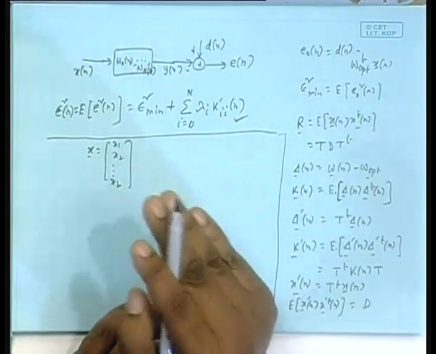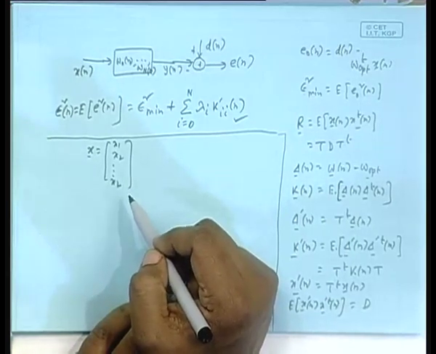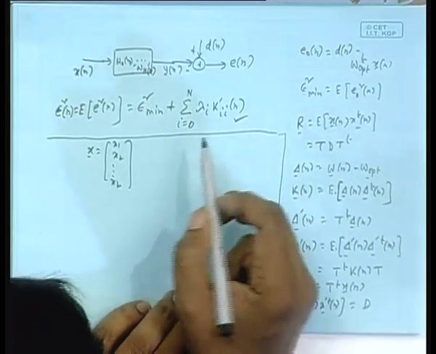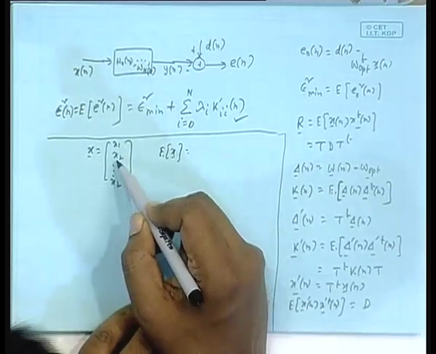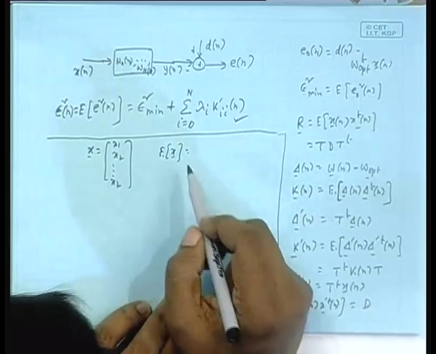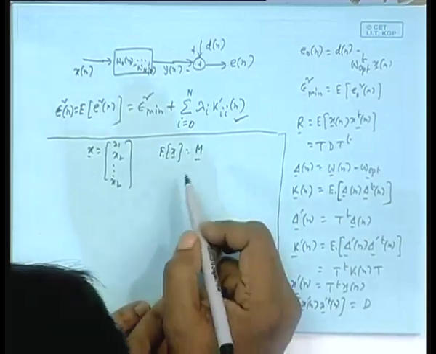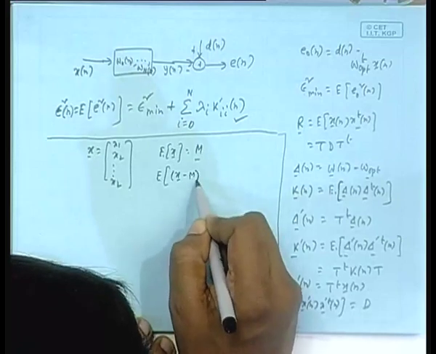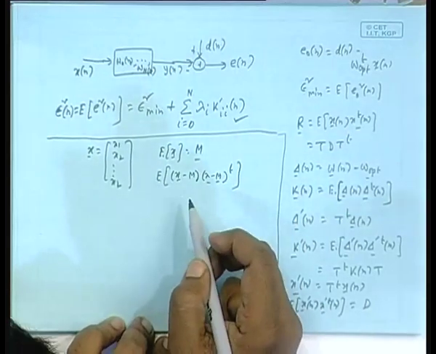Or you need not assume zero mean. It is said that they are jointly Gaussian with some mean m. That means, if you take the expected value of x, that is E of x 1, E of x 2, dot dot dot, E of x L, you form a vector of means, and that you call m, the mean vector. And E of (x minus m)(x minus m) transpose is the covariance matrix.